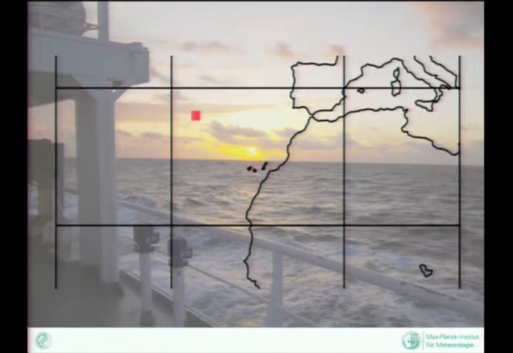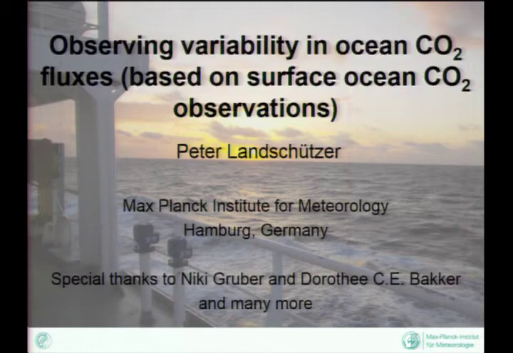To help you a bit with orientation, what you see here on the top right is Europe, the African continent and the Cape Verde Islands, and then this red dot. What this image also represents to me is this red dot, an observational data point that was collected just a few moments before I took this beautiful sunset image. What I'm talking to you about today is how we can use this point, this red dot, and many others to observe the variability of the global ocean carbon sink.